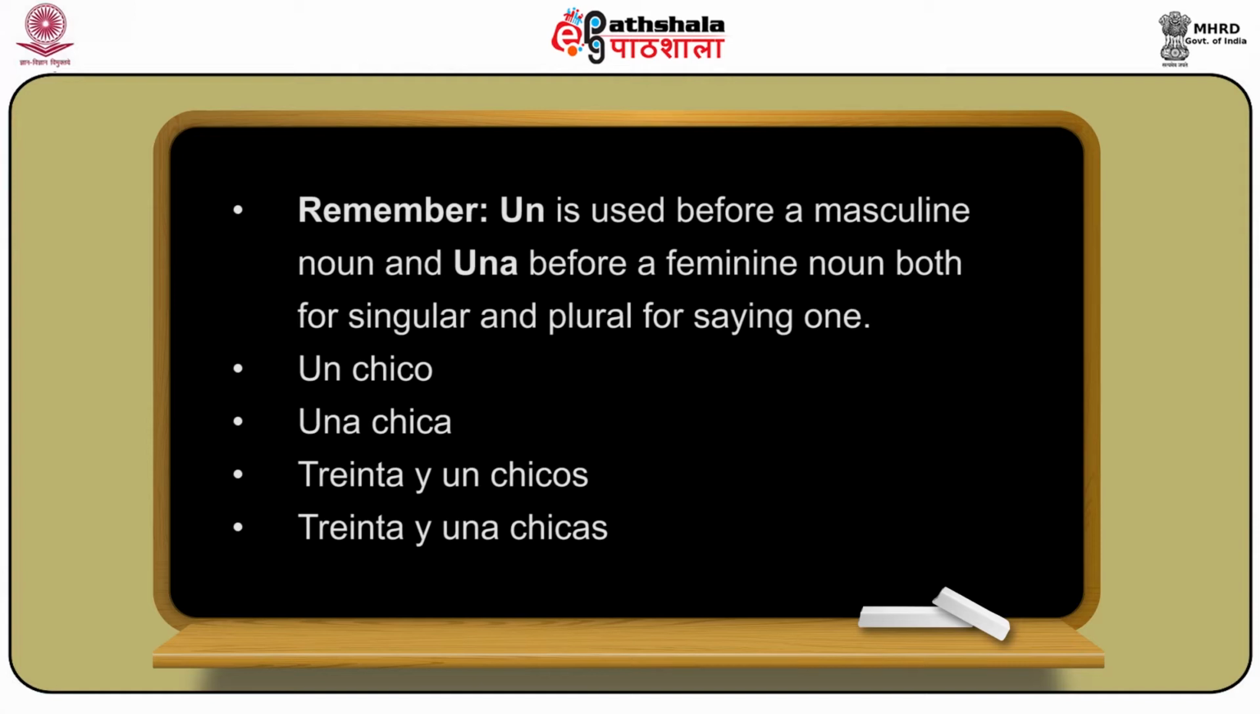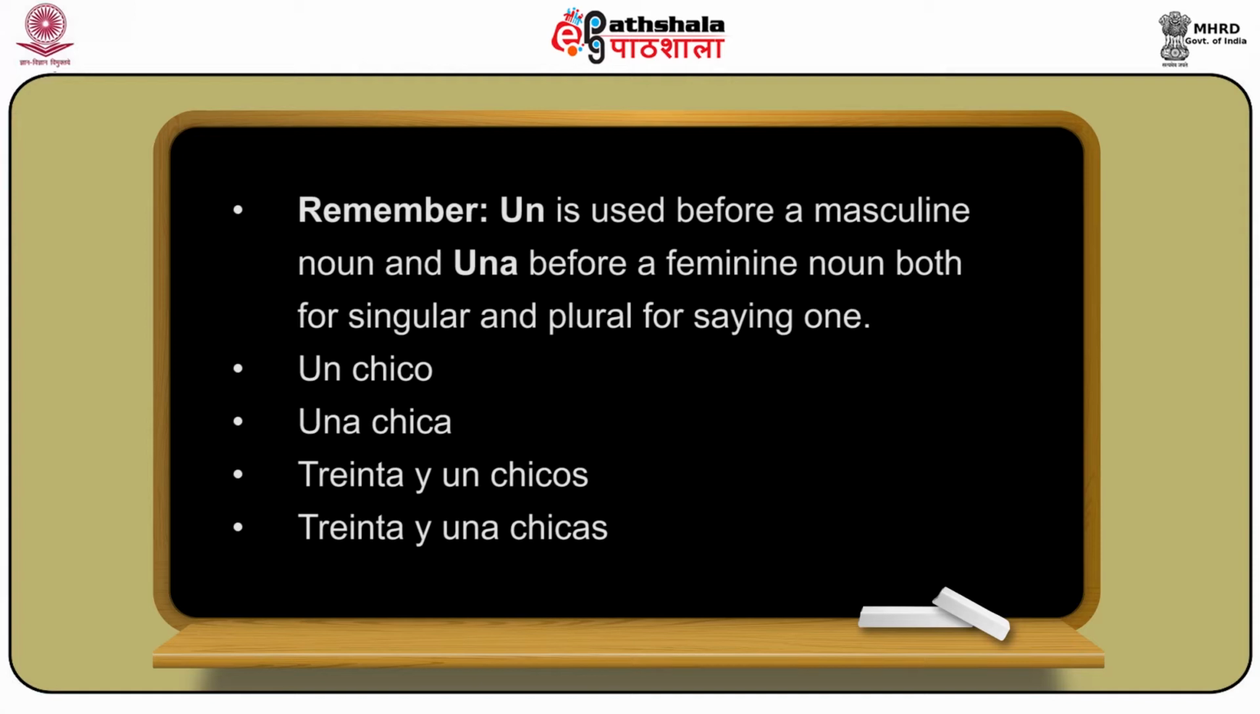For example, boy. Boy is masculine in Spanish, that is chico. If you want to say one boy, we will say un chico. So we will not say uno chico, but un chico. Same way, girl is feminine, so girl in Spanish is chica. And if you want to say one girl, then we will say una chica. These two examples that I gave were for singular, that is one boy and one girl.